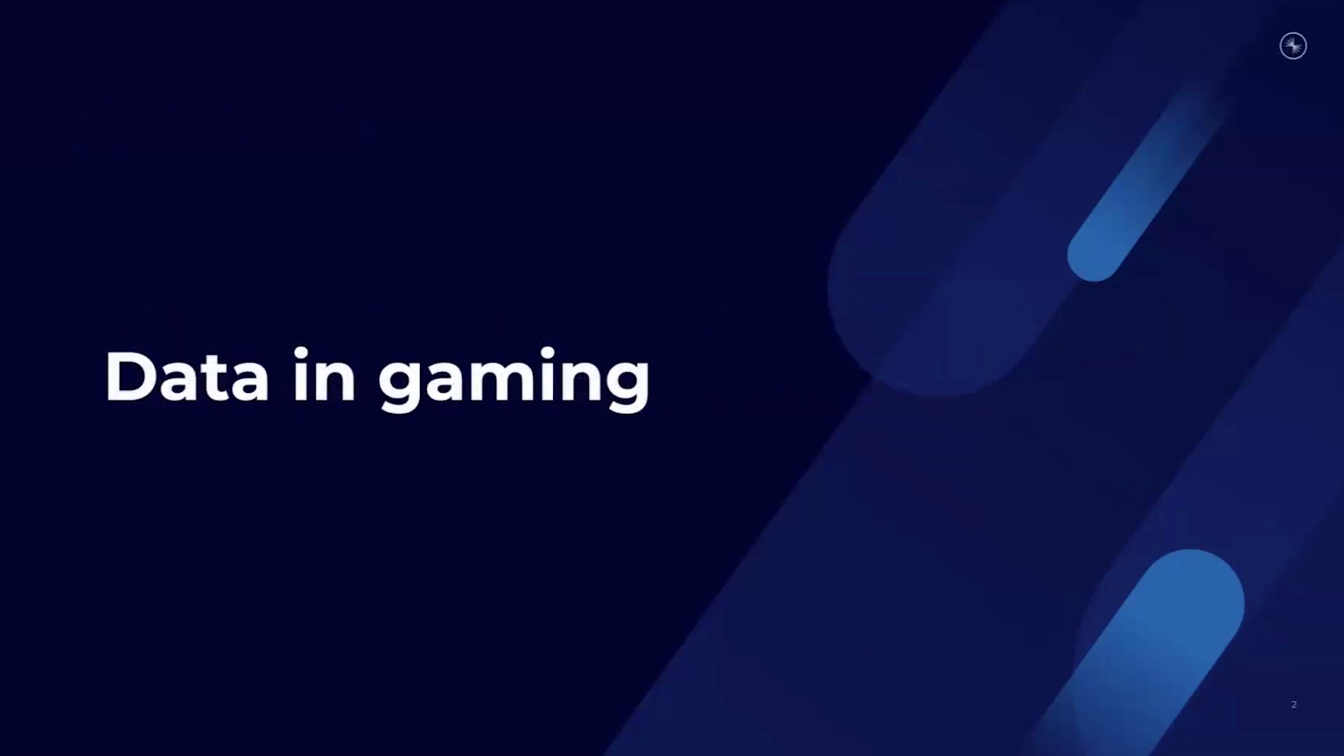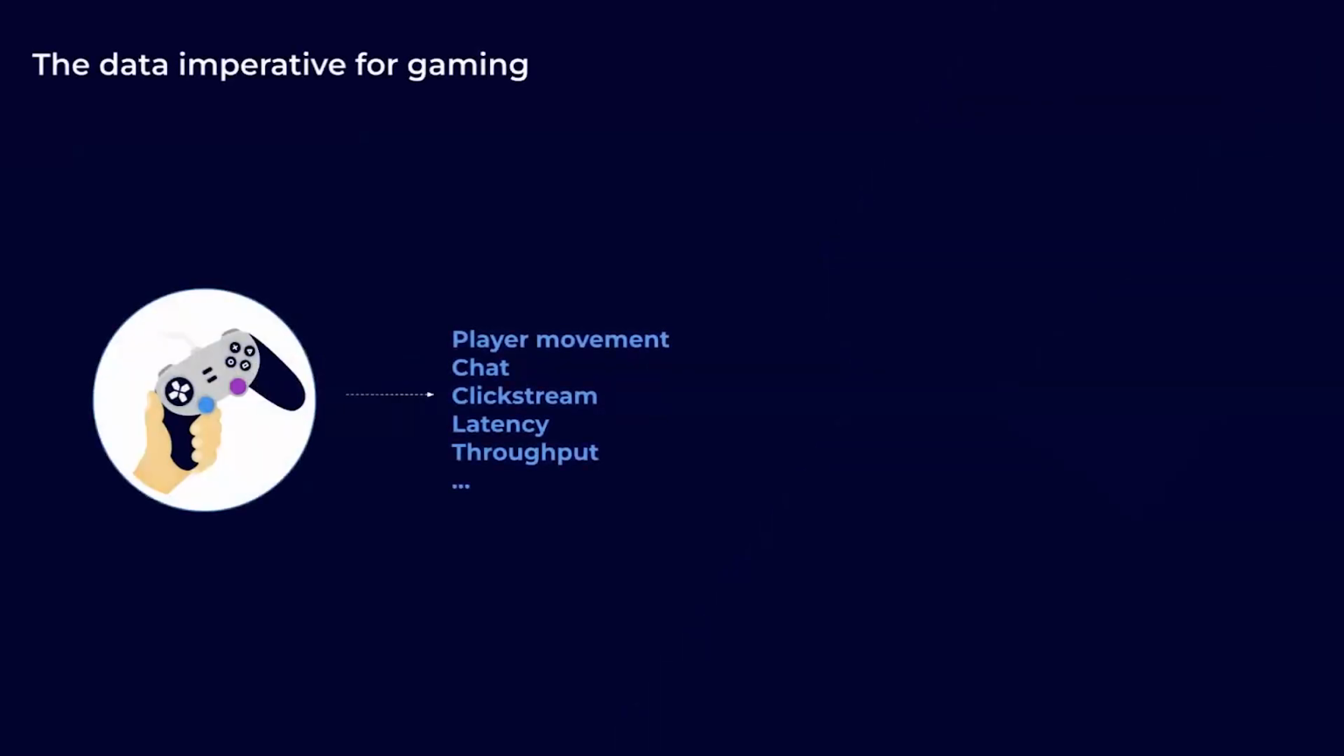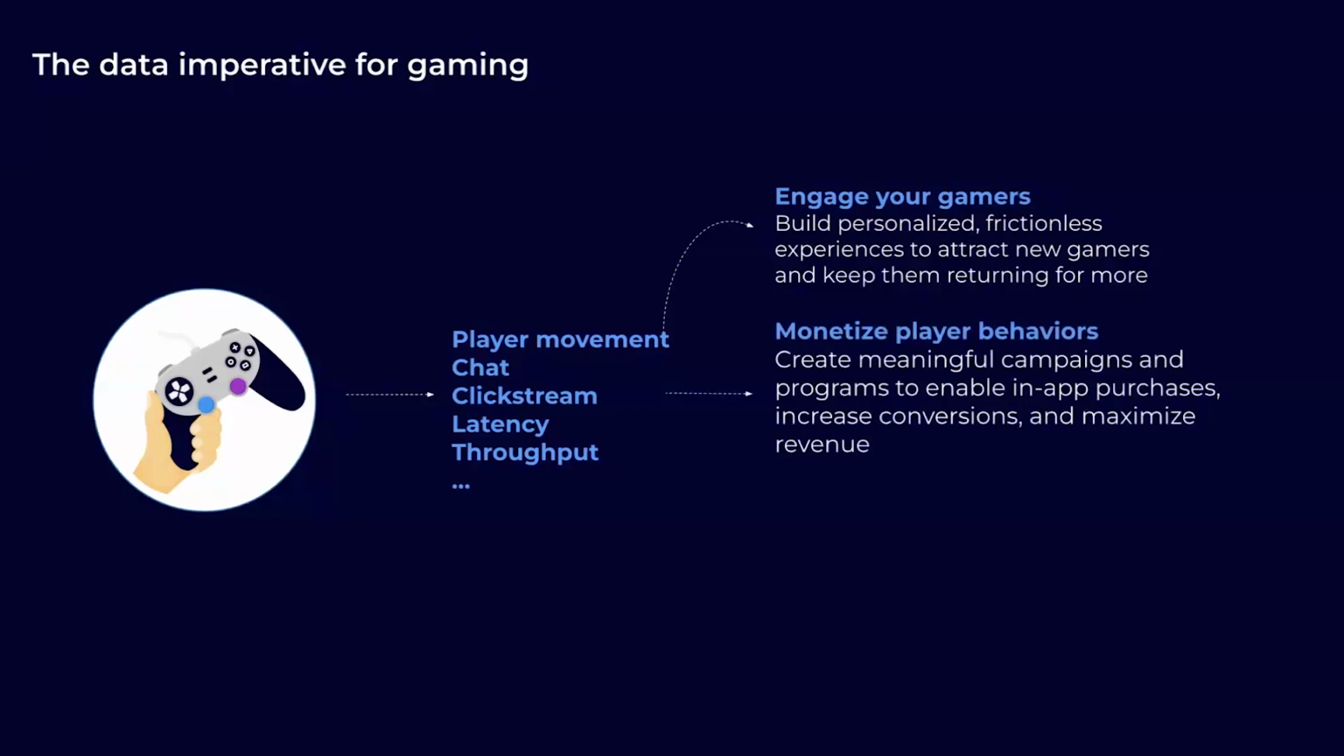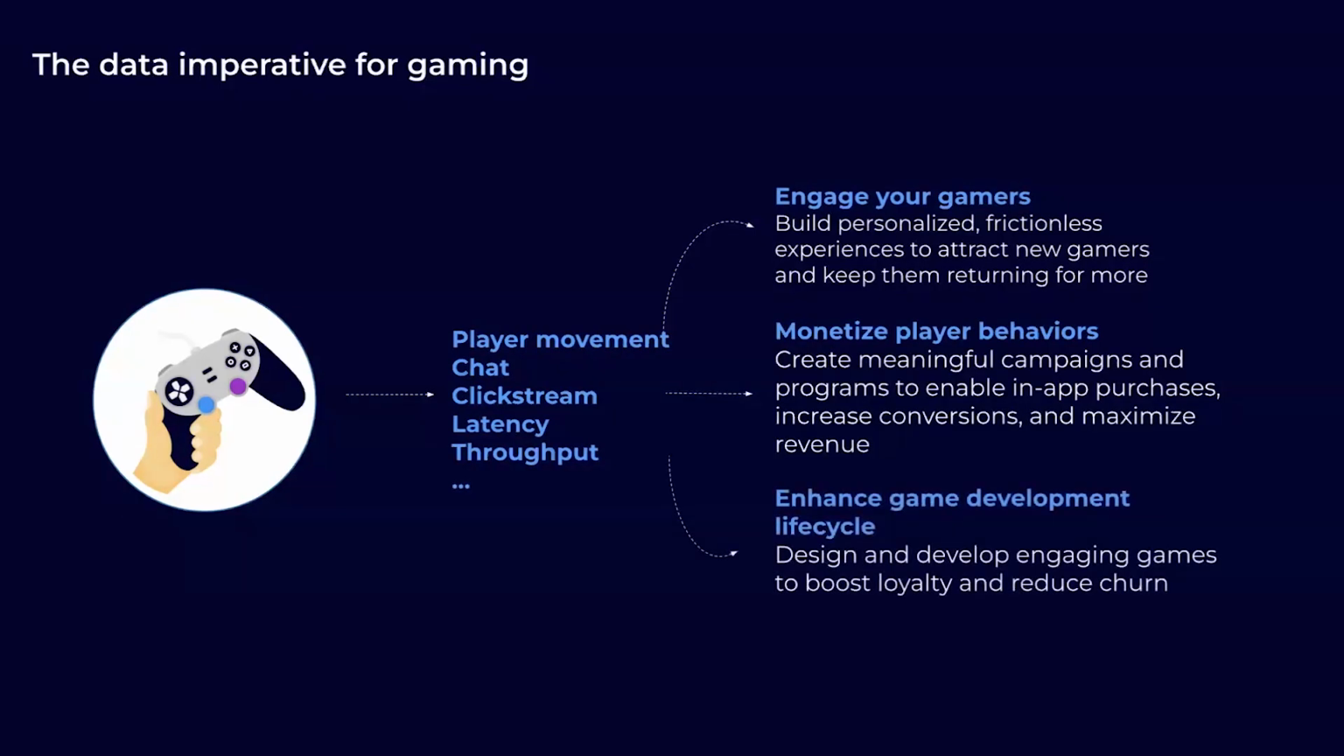So first, let's talk about data in gaming. There's all types of data you can choose to collect when you're talking about gaming, right? You have player movement, chat, clickstream. You also have to think about things like latency and throughput. And that allows you to engage with your gamers, monetize their player behaviors, and enhance the game development cycle. The key, though, is you want to be as real-time as possible, and you need to be highly available, and you need to be able to handle massive throughput. So whether you are one of the biggest game providers in the world, like an Epic Games, or you're just starting out, you want to make sure you have a platform that can scale because we want you to be successful. So whomever you're looking to partner with when you're building the next great game, have these things in mind.